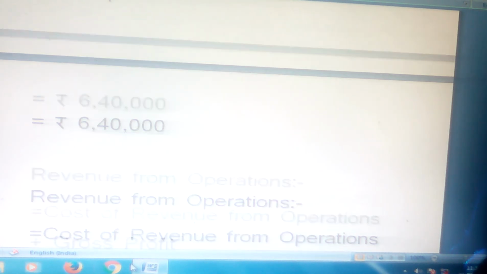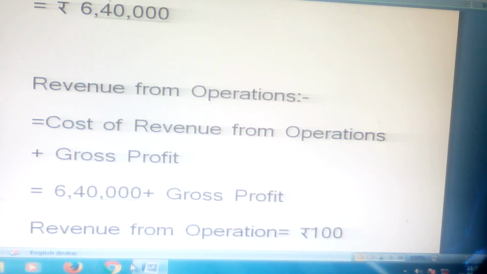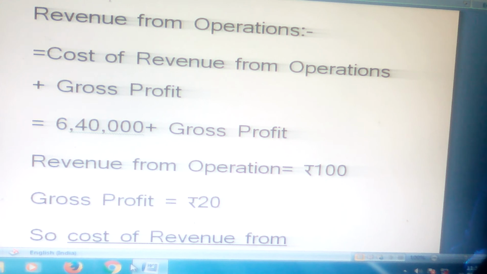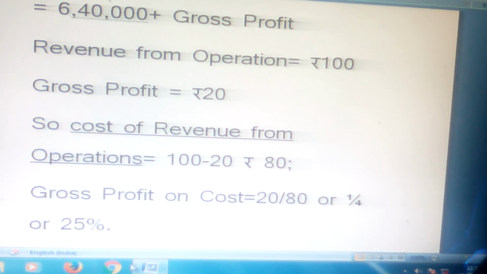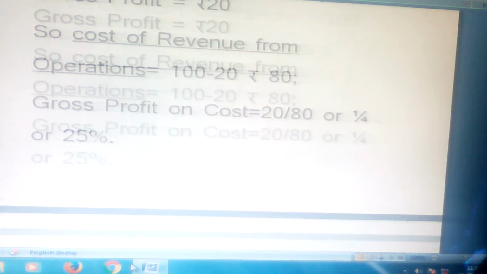Thereafter, revenue from operations is nothing but cost of revenue from operations plus gross profit. So we have 6,40,000 as cost of revenue from operations. What is our gross profit? Revenue from operations is 100, and gross profit is 20. So naturally, cost of revenue from operations is 100 minus 20, 80. So 100 is our revenue, our gross profit is 20%, naturally our cost is 80. Now gross profit and cost is nothing but 20 by 80, or 1 by 4th.